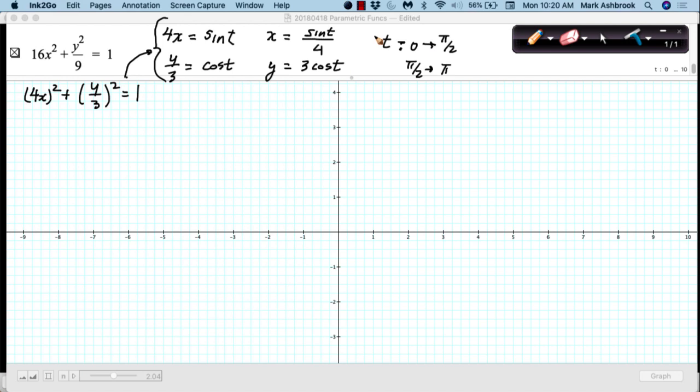So if you have pi's here or pi over 2's here, that's perfectly fine. It's still okay. It's just going to generate the points at a different rate as t varies, but it's going to be the same points.